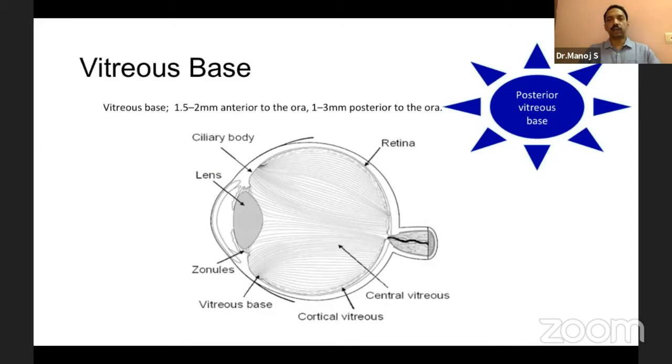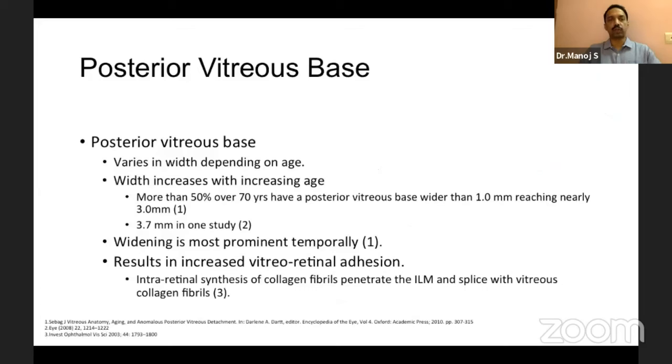The next entity I would like to talk on is the posterior vitreous base. We all know that vitreous base straddles the ora serrata. It extends 1.5 to 2 millimeters anterior to the ora and 1 to 3 millimeters posterior to the ora. The portion posterior to the ora effectively can be called the posterior vitreous base. Now, this posterior vitreous base histologically has been shown to increase in width as age increases. It can increase from 1 millimeter to up to 3.7 millimeters by age 70.